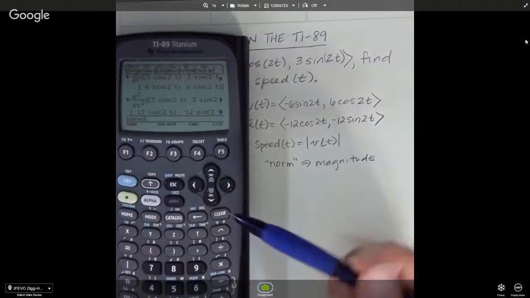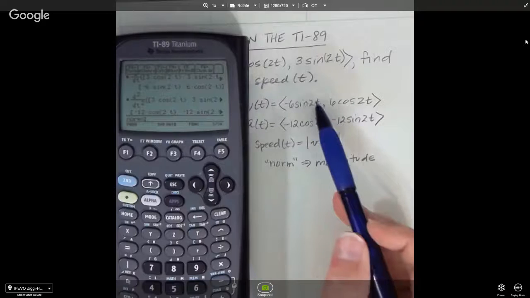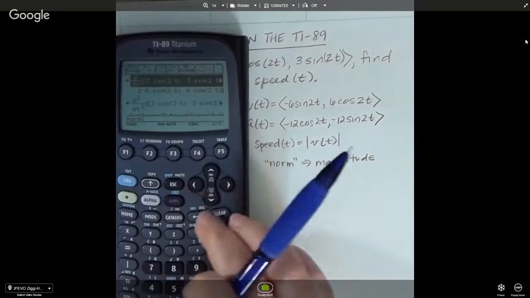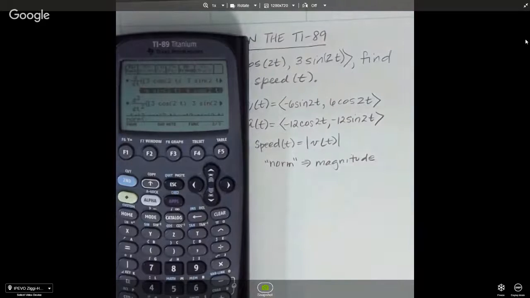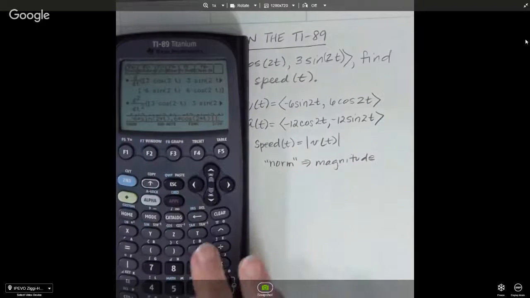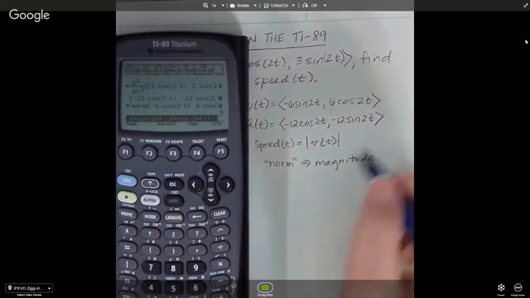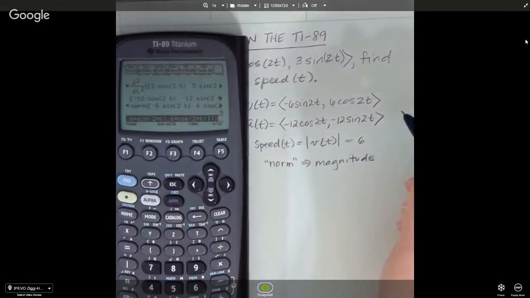I want the norm of the velocity vector here, so I'm going to go up and grab this vector with my calculator and press enter. Then close the parentheses and press enter. And gosh, the norm here is 6. Now, why is that the case?